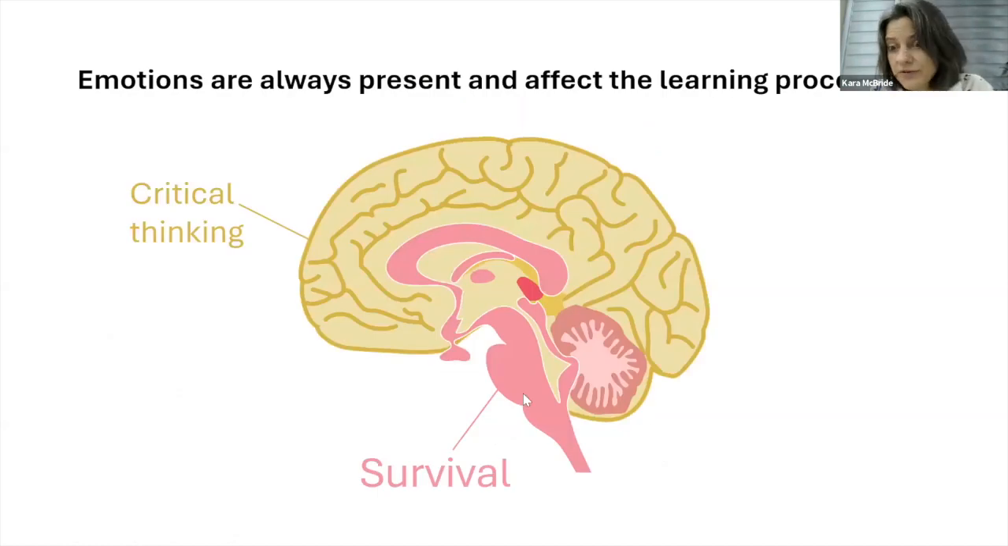But if people, for whatever reason, feel threatened, then science has actually shown that the front part of your brain, where the critical thinking happens, shuts down. The activity actually stops, and the survival part of your brain takes over. At that time, the learner is not learning anything. Your student is not learning anything. So if a person is experiencing emotional duress and stress, learning stops.